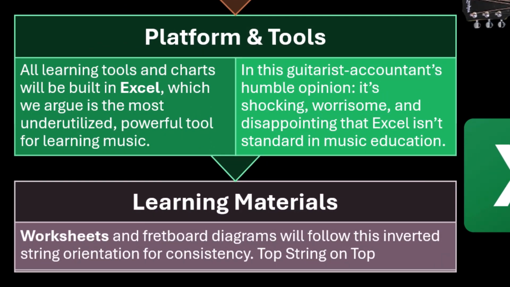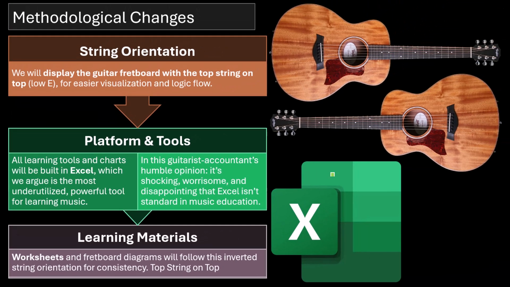All right, anyways, learning materials, worksheets, and fretboard diagrams will follow the inverted string orientation for consistency. So in other words, when we look at guitar music, note that if you're learning something like classical piano, you're going to learn sheet music, which is very specific. It's designed to try to express exactly what the person wants you to do.